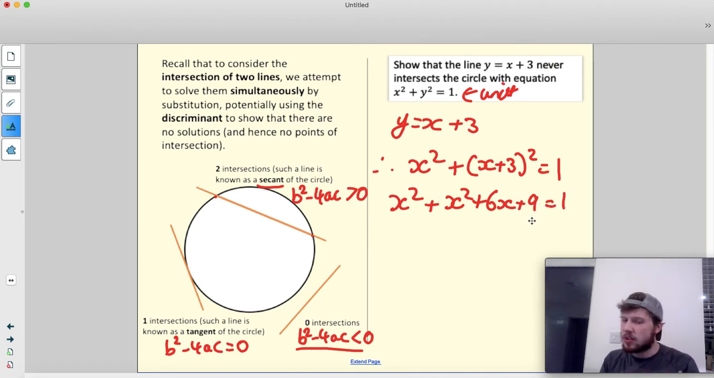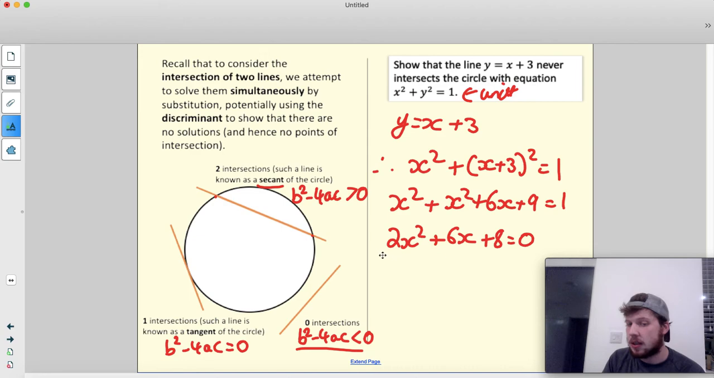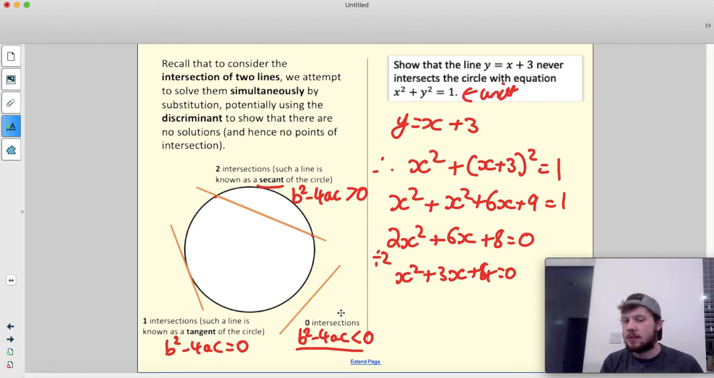And now if I want to think about a quadratic, we only really ever solve these when they're equal to 0. So tidying this up a little bit, I get 2x squared plus 6x, and then if I subtract the 1 across, it's going to be plus 8 equals 0. Making it easier for myself by dividing through by 2, I end up with x squared plus 3x plus 4 equals 0. And now I'm going to think about my discriminant, this b squared minus 4ac, because this is going to be telling me the nature of my intersection points.